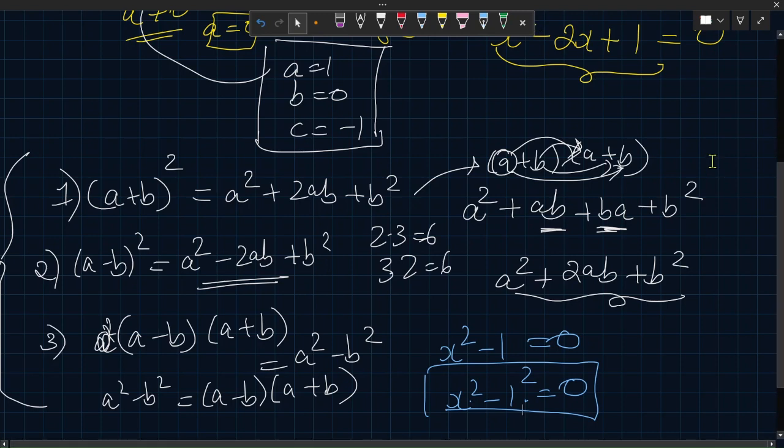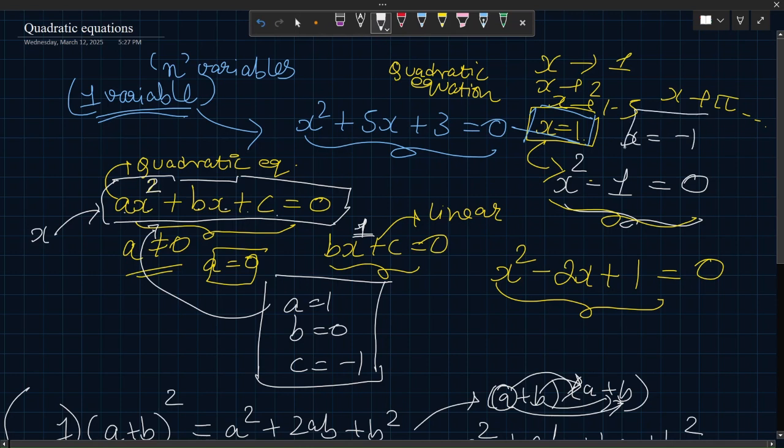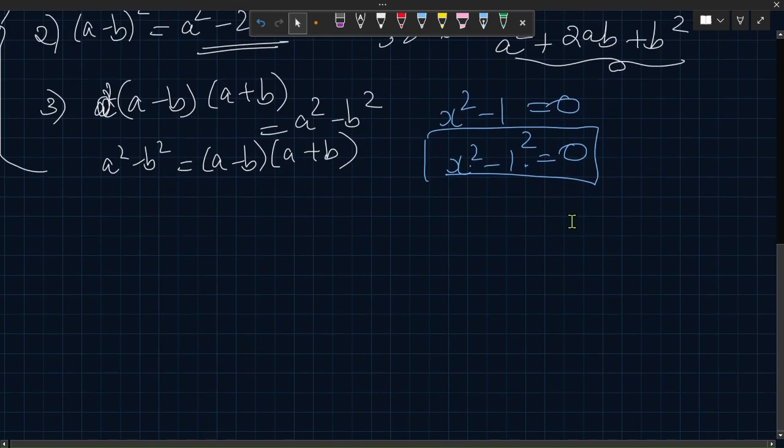Sorry about that, I made a mistake over here. Let me correct that. I said that there is only one value of x, that is x equal to 1, that is a solution to this equation. I'm really sorry about that. Even x equal to minus 1 satisfies this equation, because even minus 1 square will be 1 and 1 minus 1 will be 0. So yeah, for this particular quadratic equation, x square minus 1 equal to 0, there are two solutions.